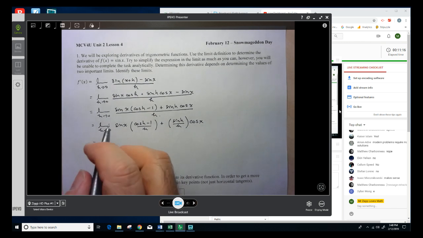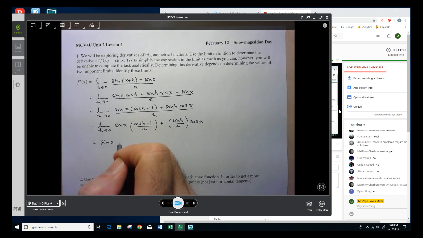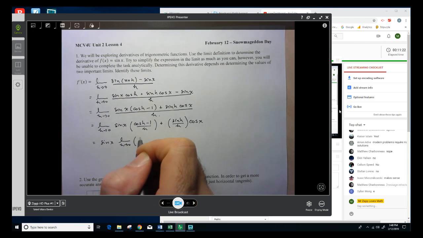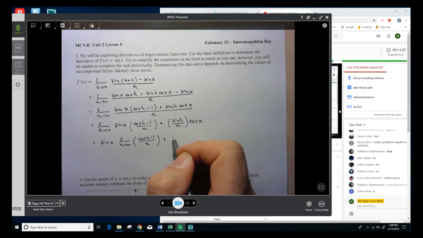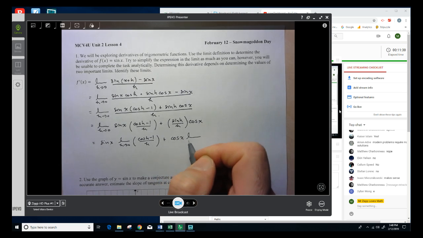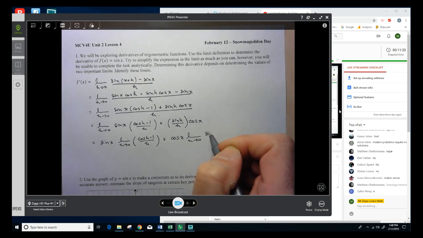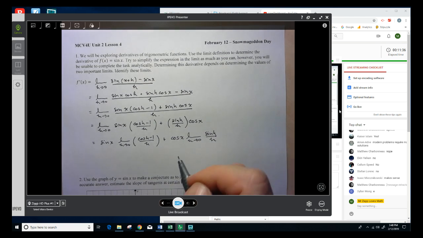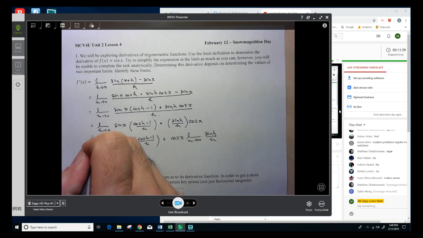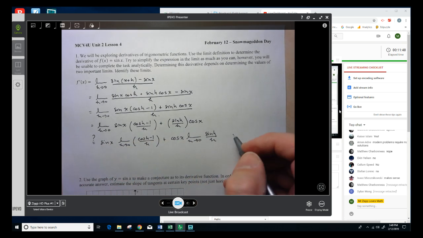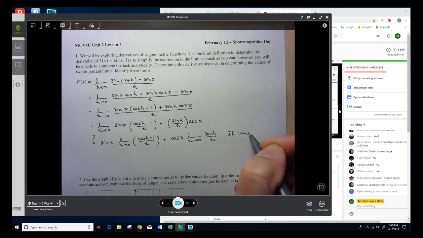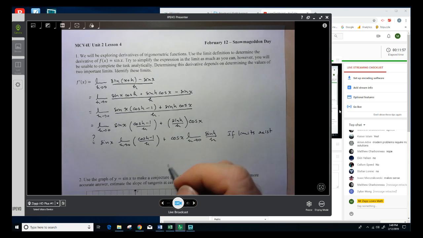So I'm going to rewrite this as sine x times the limit as h approaches 0 of cos h minus 1 over h, plus cos x, which again acts like a constant, times the limit as h approaches 0 of sine h over h. Except I really need a question mark here because this doesn't always work. This only works if all the limits exist. So here are my limits.